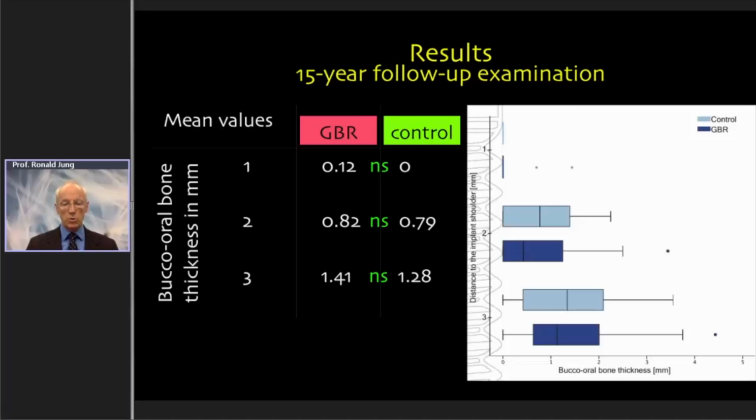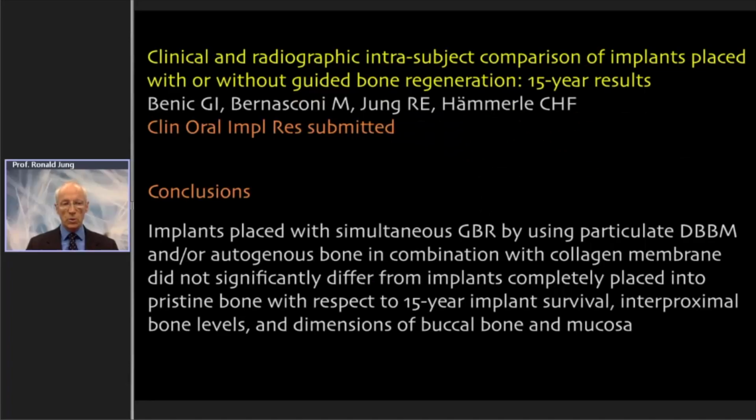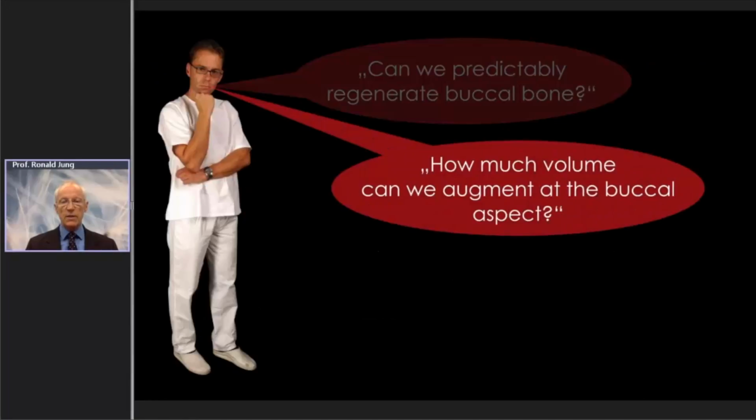So we can conclude implants placed with simultaneous GBR by using particulate DBM and or autogenous bone in combination with collagen membranes did not significantly differ from implants completely placed into pristine bone with respect to 15-year implant survival, interproximal bone levels, and dimension of buccal bone and mucosa. So we can state that we can regenerate the buccal bone with success. The next question is, how much volume can we augment at the buccal aspect?